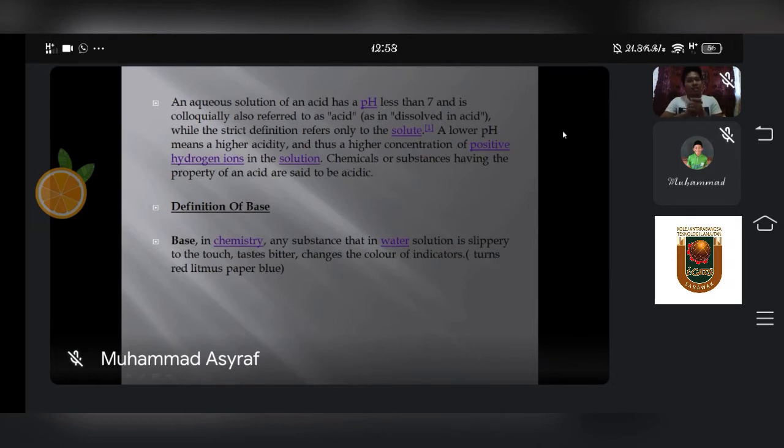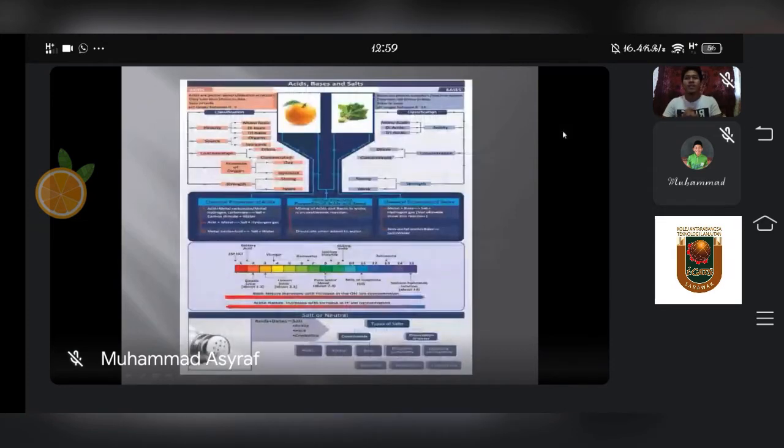Next, we go to the definition of base. Base, in chemistry, is any substance that in water solution is slippery to touch, tastes bitter, and changes the color of indicator, turning red litmus paper blue. So this is the example of acids, bases, and salt. And as you can see, this is an example chart of acids, bases, and salt.